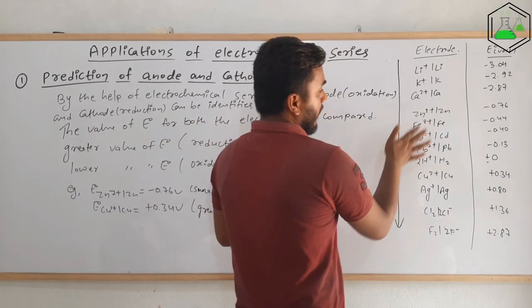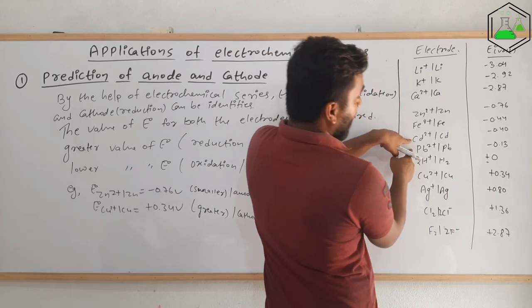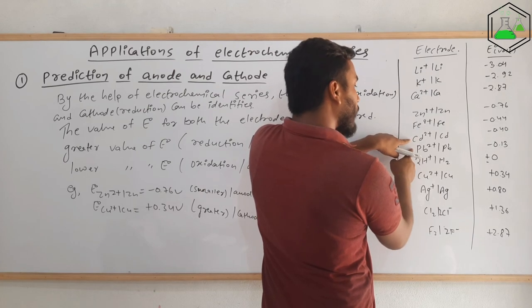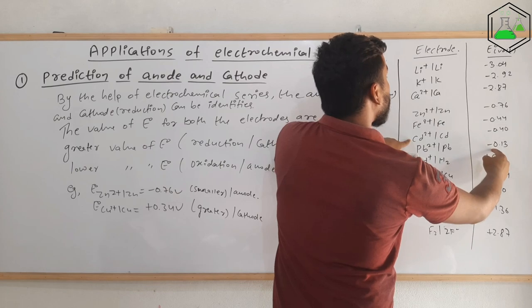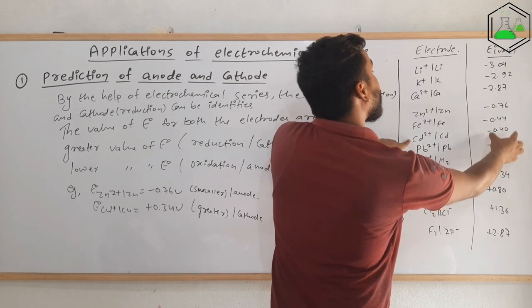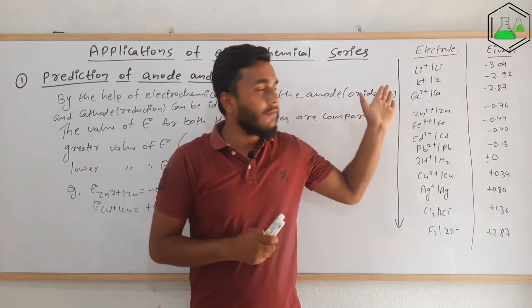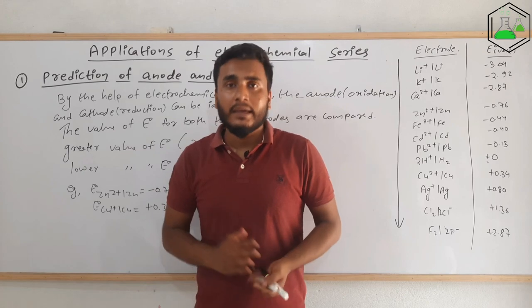Now just see, if we had a cell containing cadmium and lead as the electrodes, then which one would be behaving as cathode? Yes, you are correct, lead, because its standard electrode potential value is -0.13, that is greater than -0.40. So just by comparing the value of E naught, we can know which one will behave as anode and which one will behave as cathode.